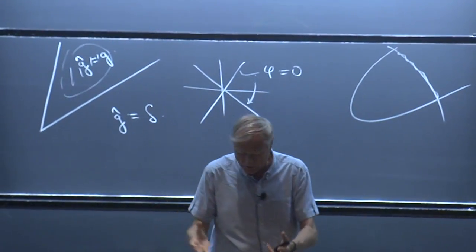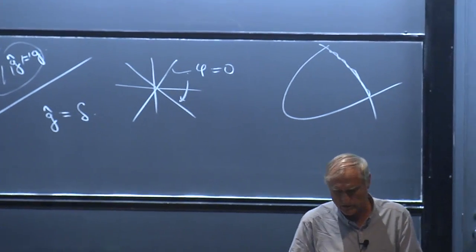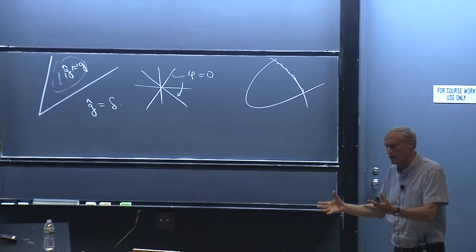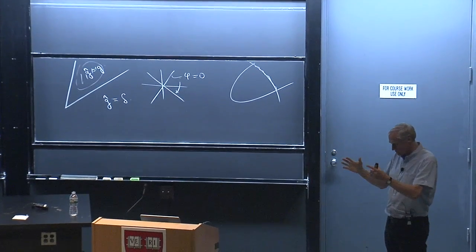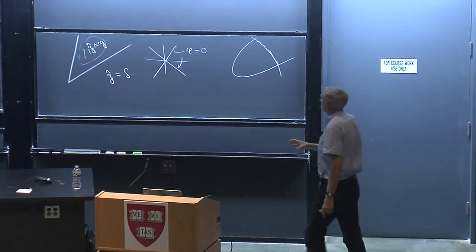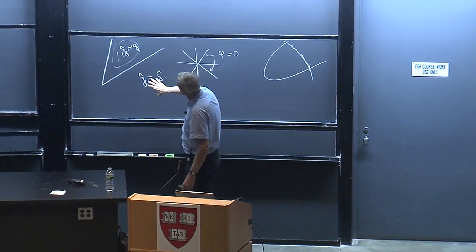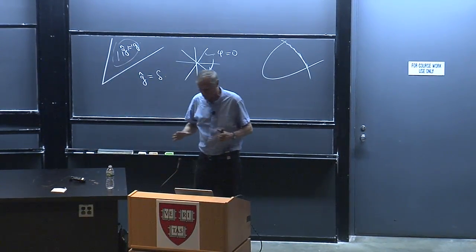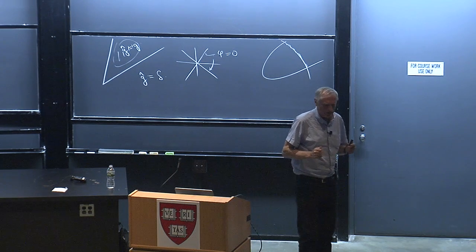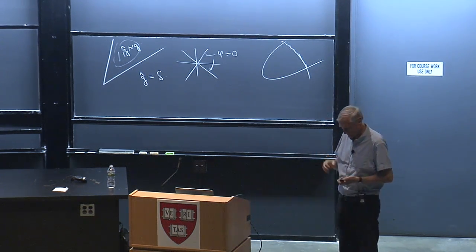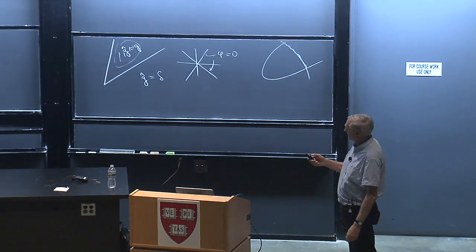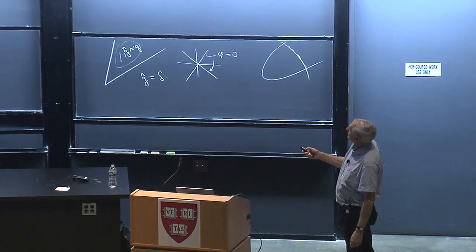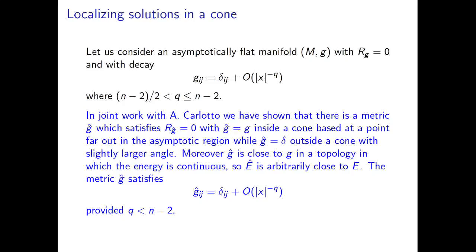And the cone will be a cone that lies reasonably far out in the asymptotic region. So we can actually do the localization where we perturb the metric only outside this cone, and we can make it exactly Euclidean outside the cone and leave it alone inside. So there's this general localization theorem.